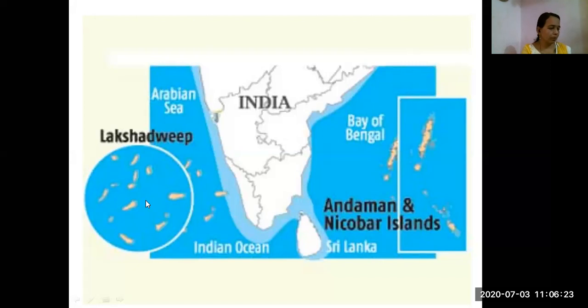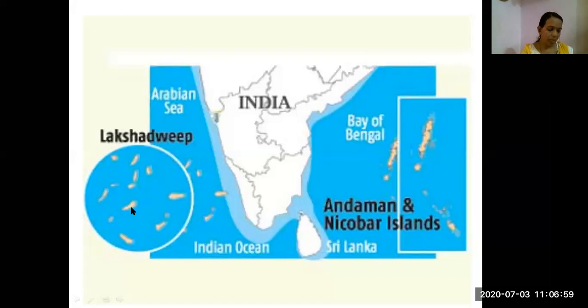Coral means what? Coral polyps are short-lived microscopic organisms. The term is explained in your book. Read it and understand. So these are the coral islands. Coral islands means they are formed by living organisms. These are the walls of the living organisms, and those walls look like islands.